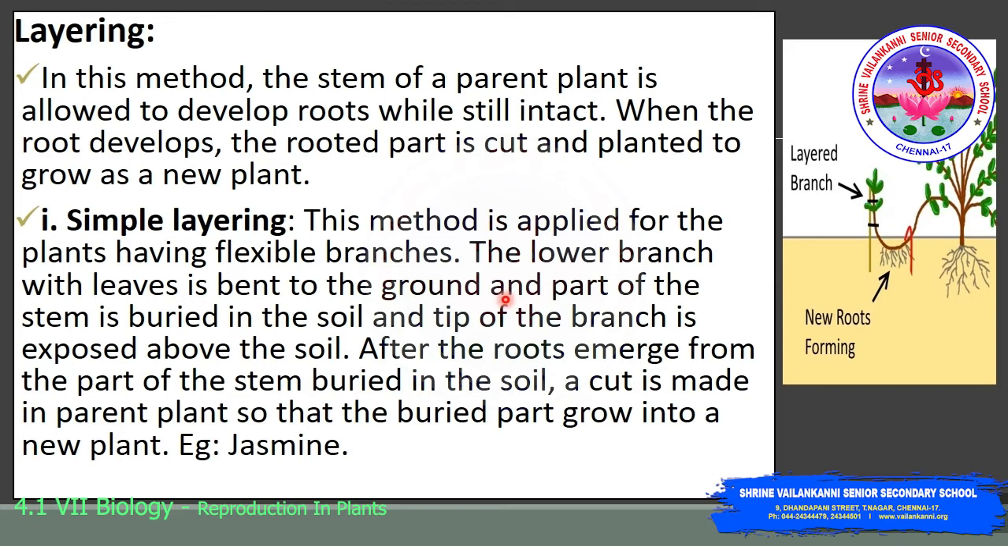Simple layering is a method applied for plants having flexible branches, where the lower branch with leaves is bent to the ground and a part of the stem is buried in the soil, and the tip of the branch is exposed above the soil, as you can see in this picture. After the roots emerge from the buried part of the stem, a cut is made in the parent plant so that the buried part grows into a new individual plant. An example of a plant in which simple layering is done is jasmine.